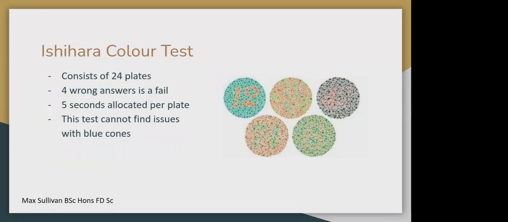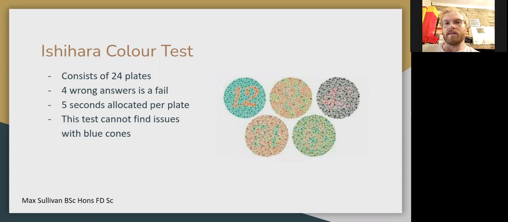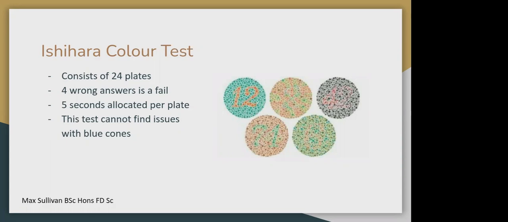Now, the Ishihara color test itself consists of 24 plates, and we'd consider someone to fail this test if they got 4 wrong answers. Okay. They get 5 seconds per plate, and unfortunately, this test can't actually find issues with the blue cones, which is one of the downsides to this test. And I must admit, it's not something I knew about before we started researching this topic. So that's an interesting one.